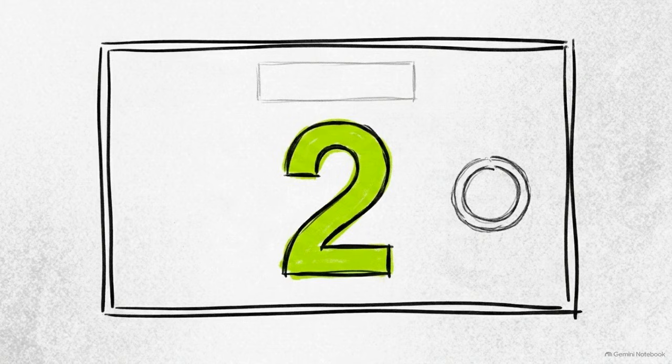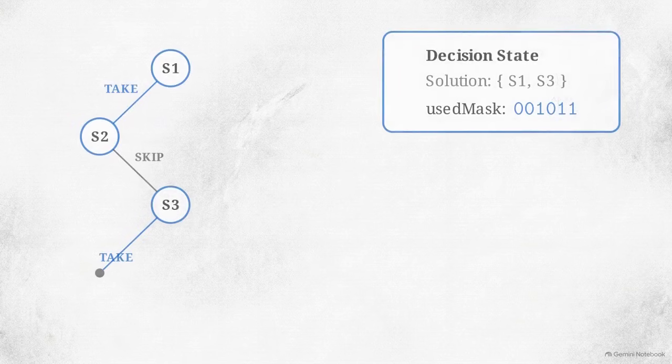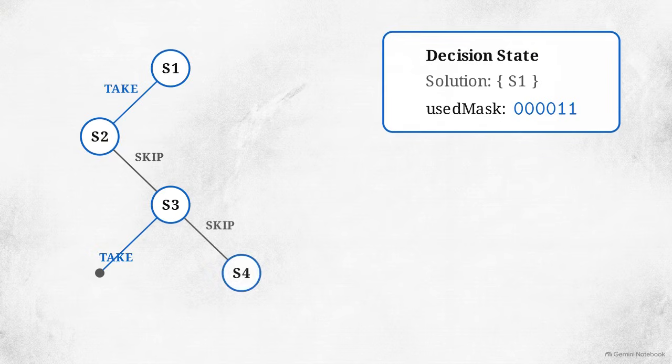Reaching the bottom of a branch provides a baseline. We know 2 is achievable, but we haven't yet proven it's the best possible result. To find the global optimum, a tree structure tracks our decisions. Each set is a fork to either take or skip. We backtrack to explore new combinations, removing set 3 and reverting the used mask.